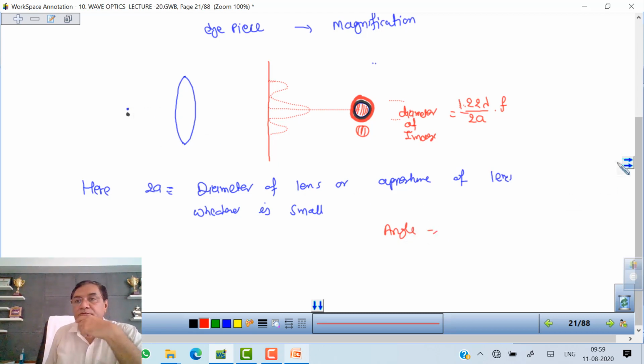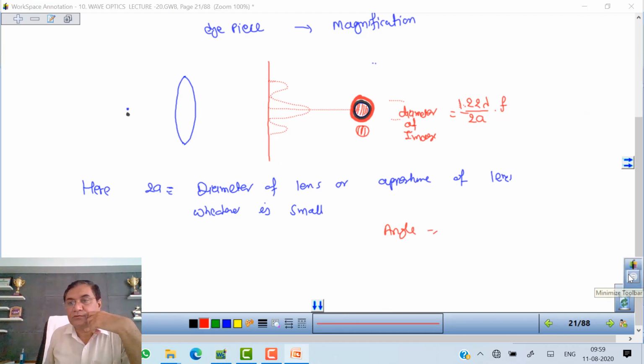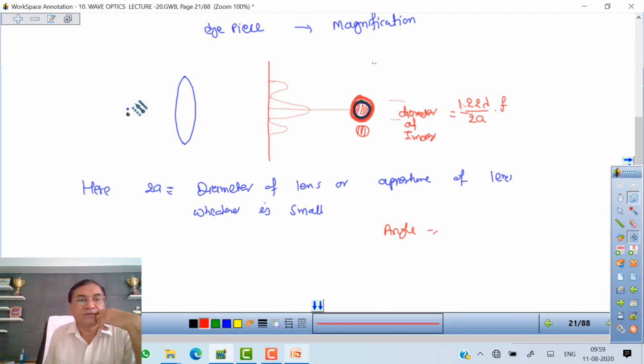You can do like this. So this image is formed somewhere here, actually at the center, but we'll try to reach it to the right. Whatever this angle is, the same angle is here.